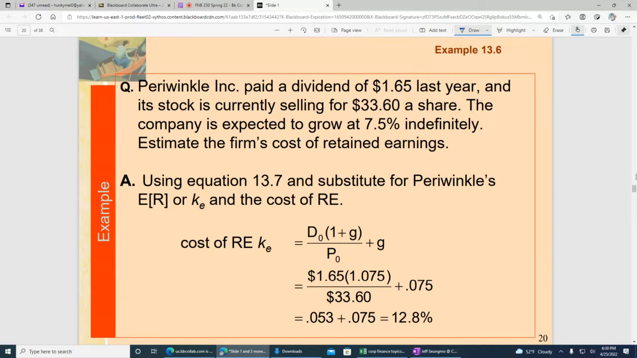That's why we are doing this. Weighted average cost of capital: the weight of debt times cost of debt, plus the weight of preferred stock times cost of preferred stock, plus the weight of common stock times cost of common stock, right? Cost of equity. Yes? One question.